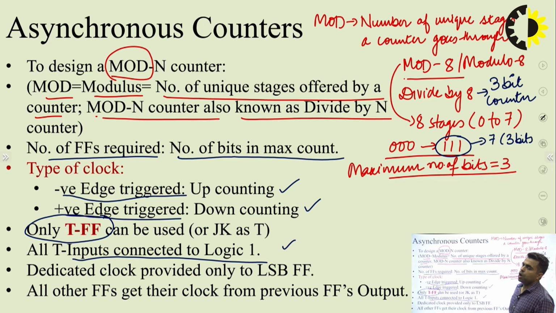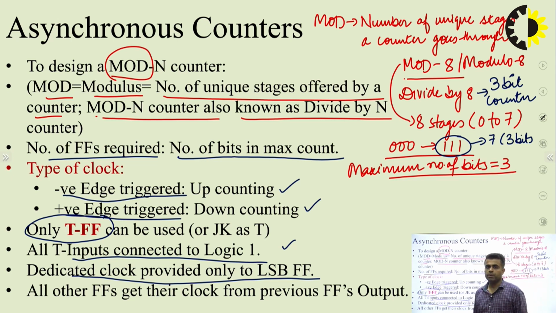That means, be it three flip-flops or four flip-flops, all the T inputs of all the flip-flops will be connected to a common point, and that common point will be connected to logic 1 or a high signal. Then a dedicated clock is provided only to the LSB flip-flop, the least significant bit. Now counting will be generated.